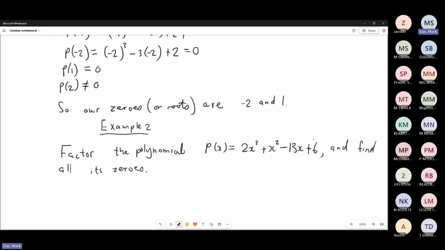So if you look at 6, the factors of 6, for example, that's my A naught from the rational zeros theorem. And look at the factors of this one. You see 2 has factors plus or minus 1, plus or minus 2. And 6 has factors plus or minus 1, plus or minus 2, plus or minus 3, and plus or minus 6. Okay.